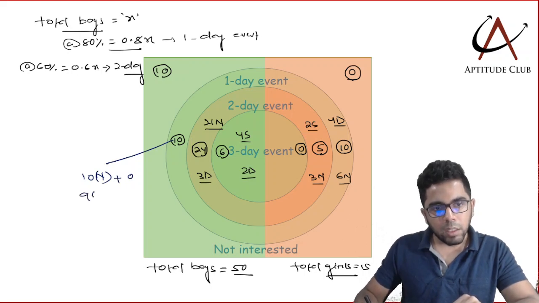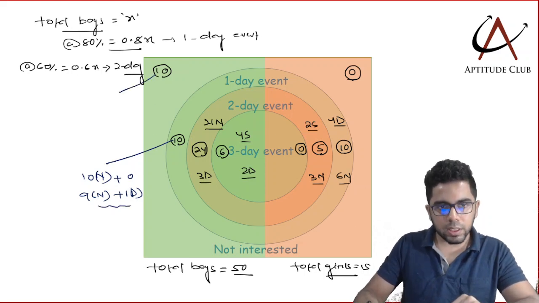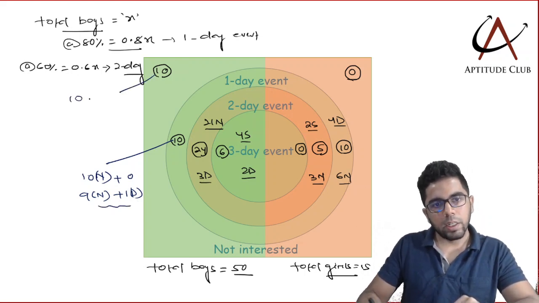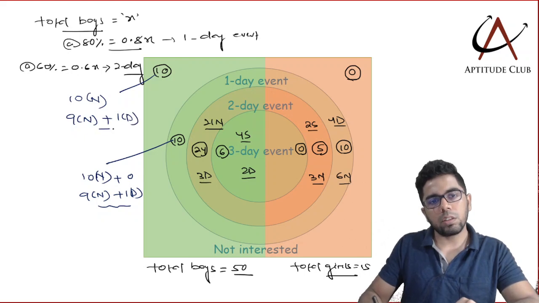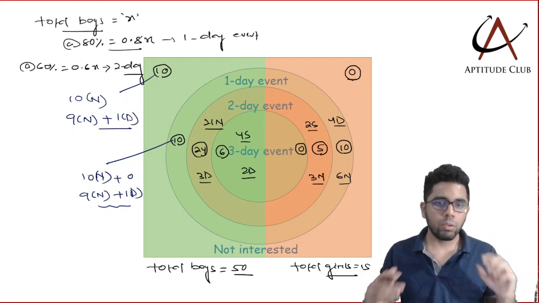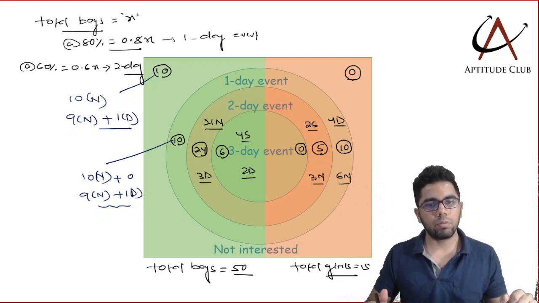Or it could be 9 people who are neither dancer nor singer, plus 1 dancer. Here there can be a dancer. And this 10 we can break it as: 10 people who are neither dancer nor singer, or 9 people who are neither dancer nor singer, and 1 dancer who is not interested to go. So only this case was left at the end. Else, everything we have exactly found out.